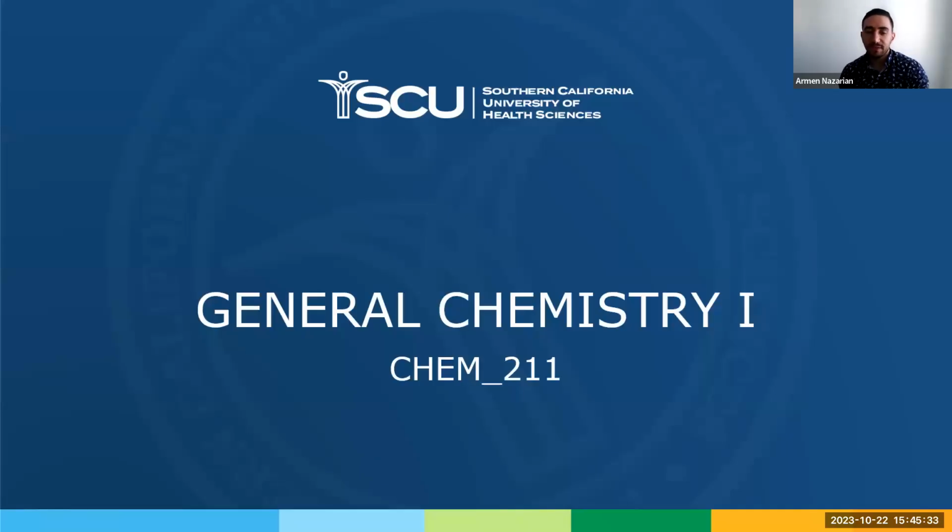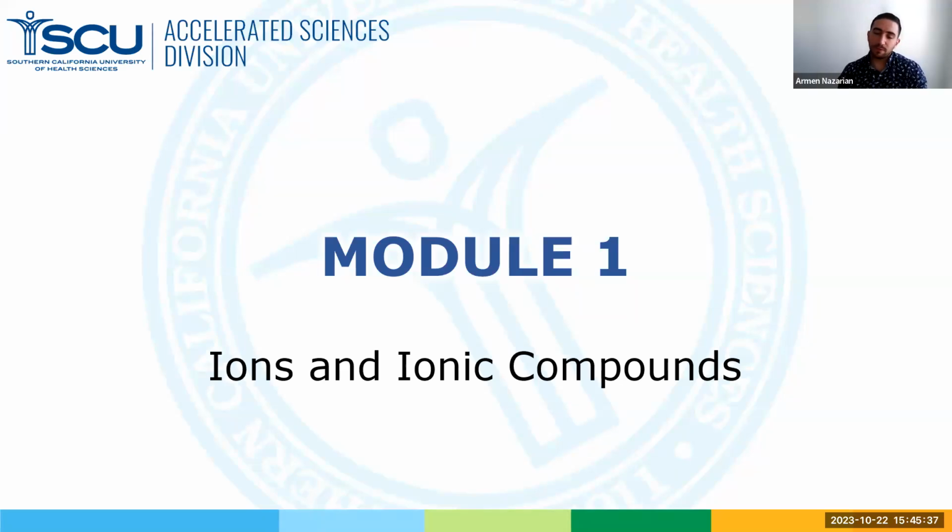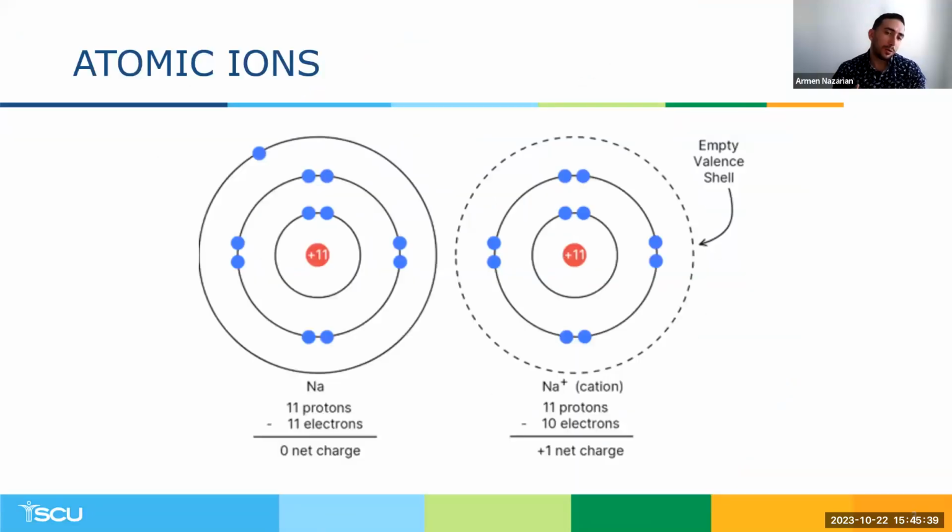Hello everyone, in this video we're going to learn about ions and ionic compounds, as you might remember from previous videos and also from reading the textbook and doing homework. Atoms in their neutral state have the same amount of electrons as they have protons, but that's subject to change. Some atoms would like to lose electrons and become positively charged, known as cations, whereas the other ones want to gain electrons and become negatively charged.